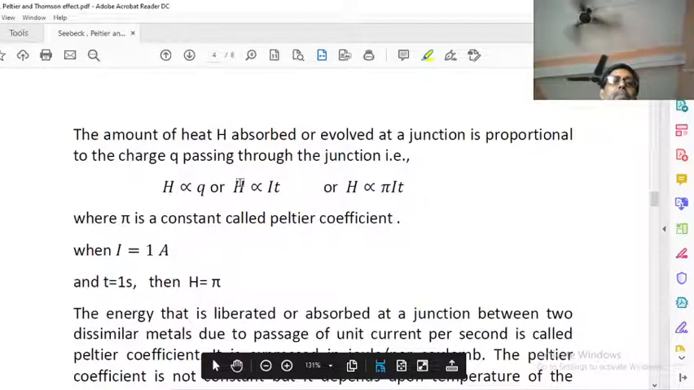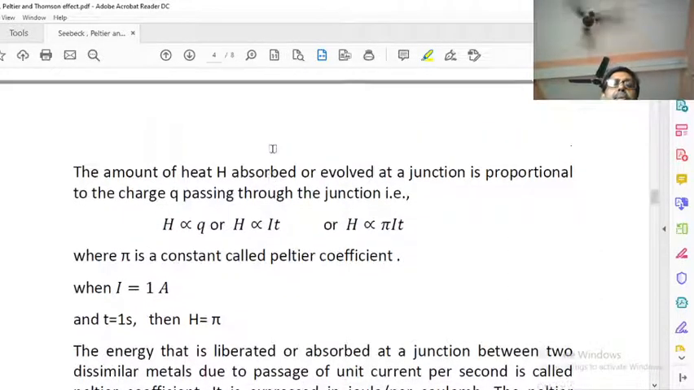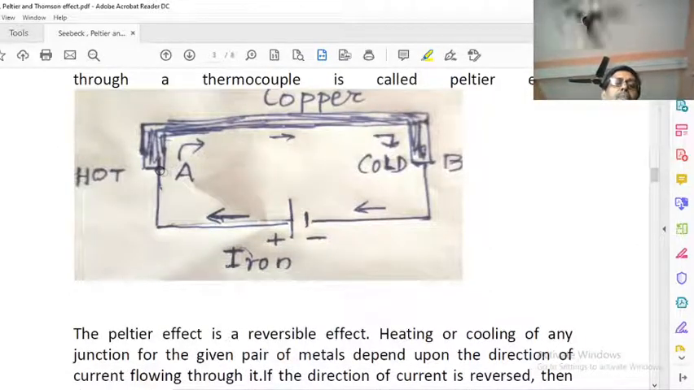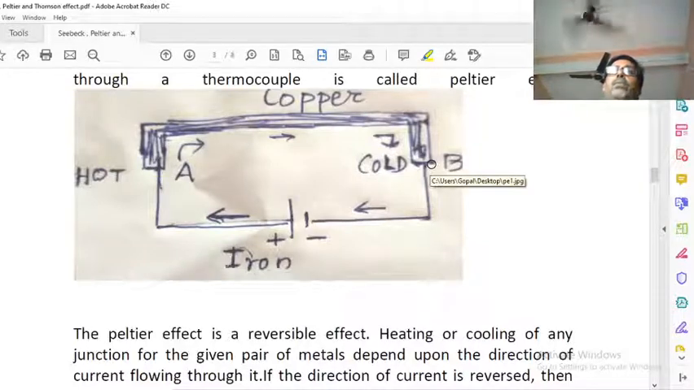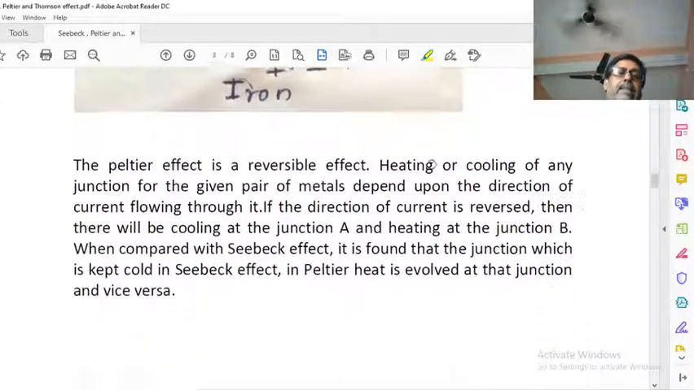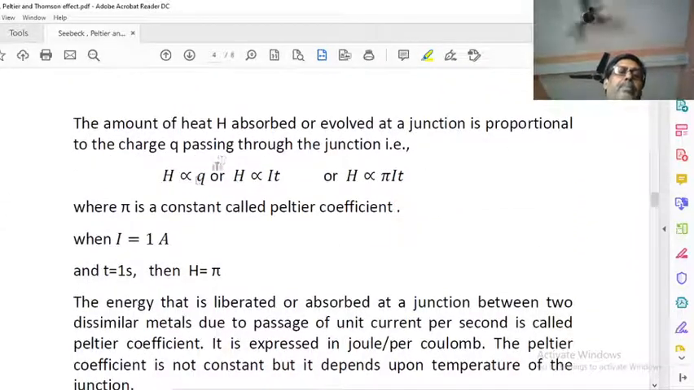Now here in the Peltier effect, we may ask how much heat will be evolved. Now we have the knowledge that here heat will be produced, here heat will be absorbed. The question is how much? Heat energy is directly proportional to charge. So H is proportional to Q, or H proportional to It. Q means charge, charge means current into time. And here a constant is given, phi, called the Peltier coefficient.